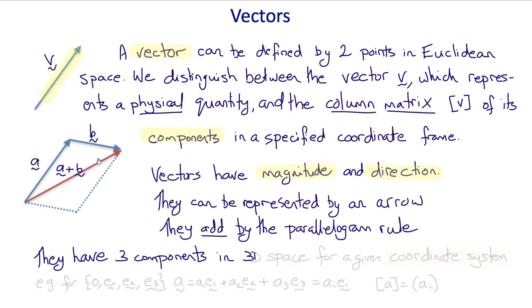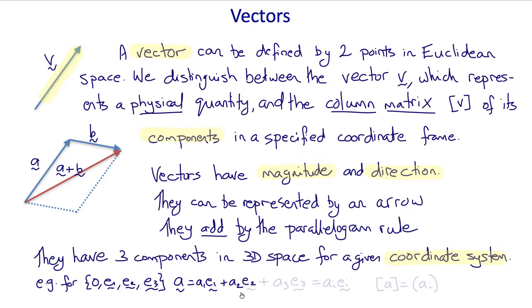Vectors have 3 components in 3-dimensional space for a given coordinate system. For example, with the coordinate system with origin O and unit vectors E1, E2, and E3, the vector A can be written as A equals A1 E1 plus A2 E2 plus A3 E3, or using index notation in the summation convention, Ai Ei. The matrix A, a column matrix, is the matrix of the components of the vector.